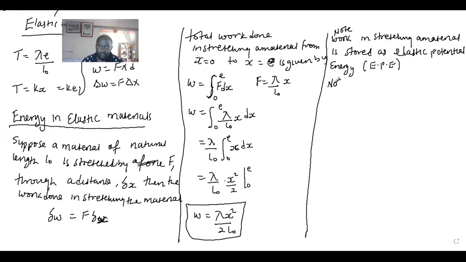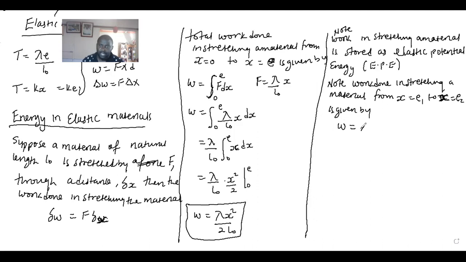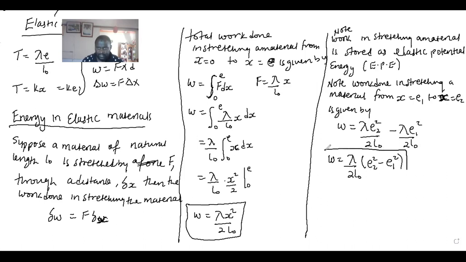Also, we have another note. The work done in stretching a material from extension E1 to extension E2 is given by: work done is equal to lambda E2 squared over 2L0 minus lambda E1 squared over 2L0. That is assuming E2 is greater than E1. So this would give us lambda over 2L0 into E2 squared minus E1 squared, in case you are not stretching it from 0.